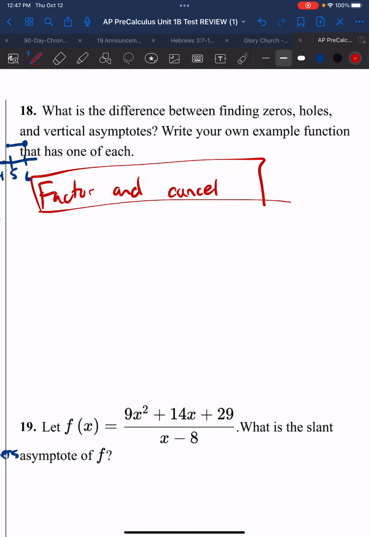Okay, so for 8, it says, what is the difference between finding zeros, holes, and vertical asymptotes? Well, for all of them, you factor and cancel, so I went ahead and wrote that. And then zeros are left in the numerator. Vertical asymptotes are left in the denominator.